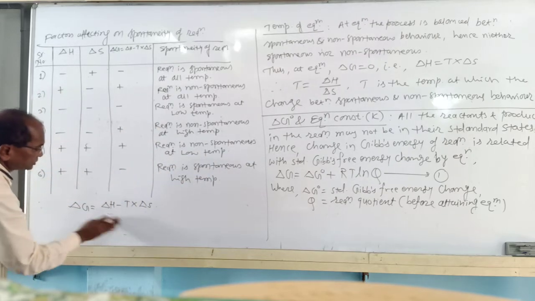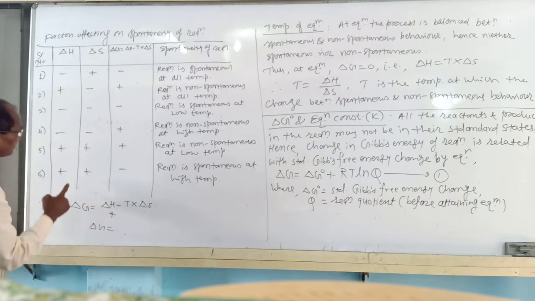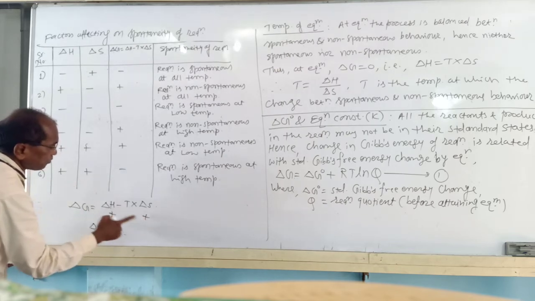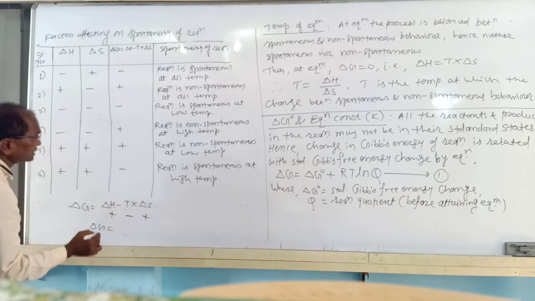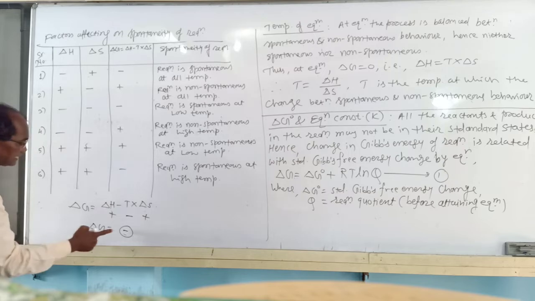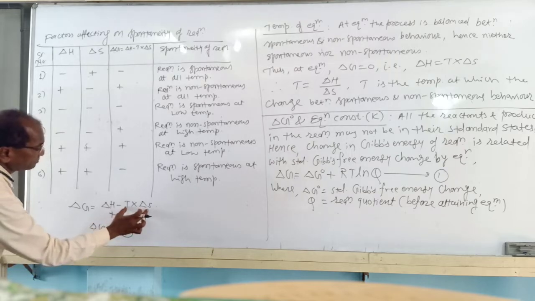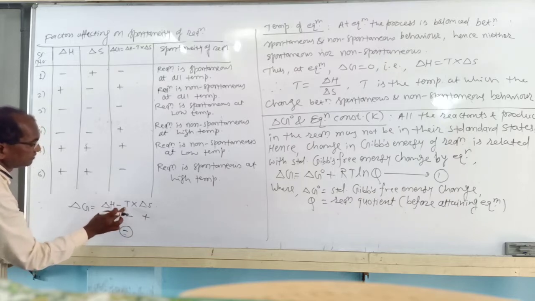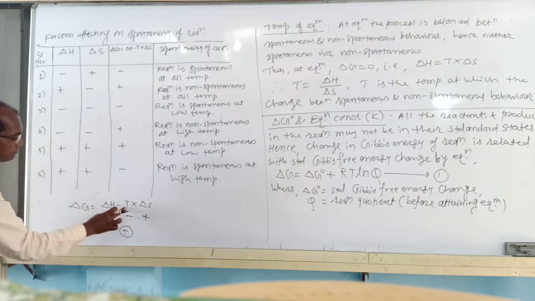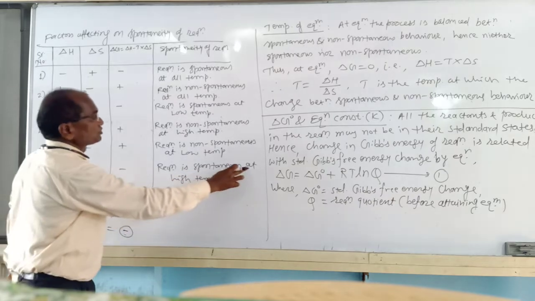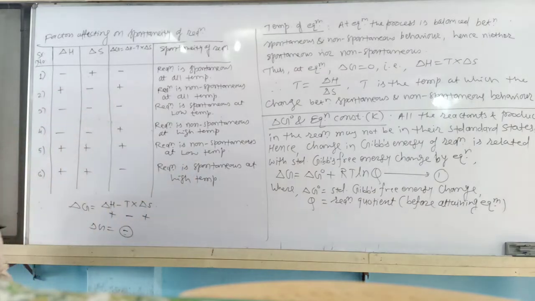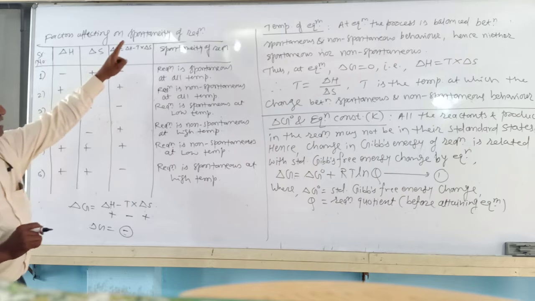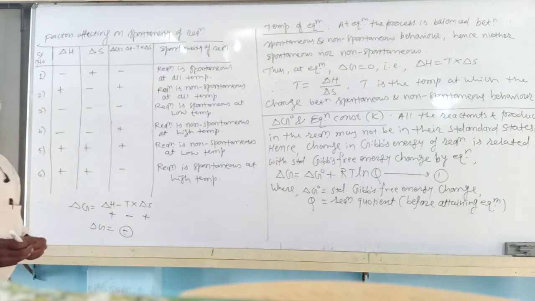And last, number 6, ΔH is positive. ΔS is positive. Positive into negative is negative. But our answer is negative. When ΔG is negative, this product must be greater than ΔH. And this product is greater when the temperature is high. And when the temperature is high, the reaction is spontaneous at high temperature. This is the effect of ΔH, ΔS and temperature on the spontaneity of a reaction.